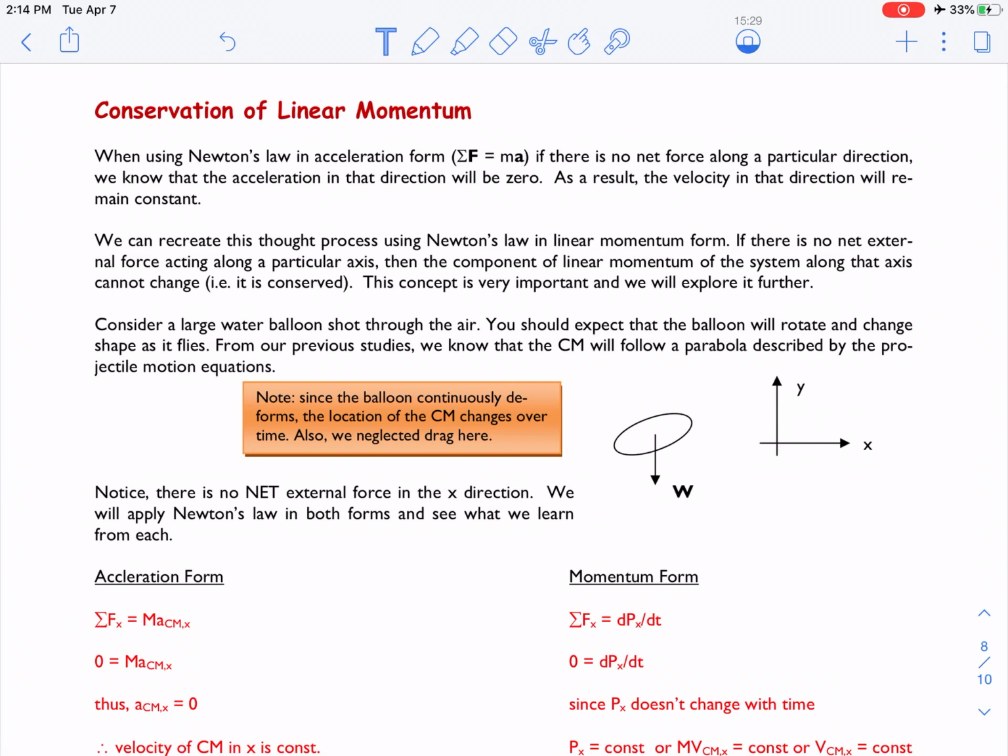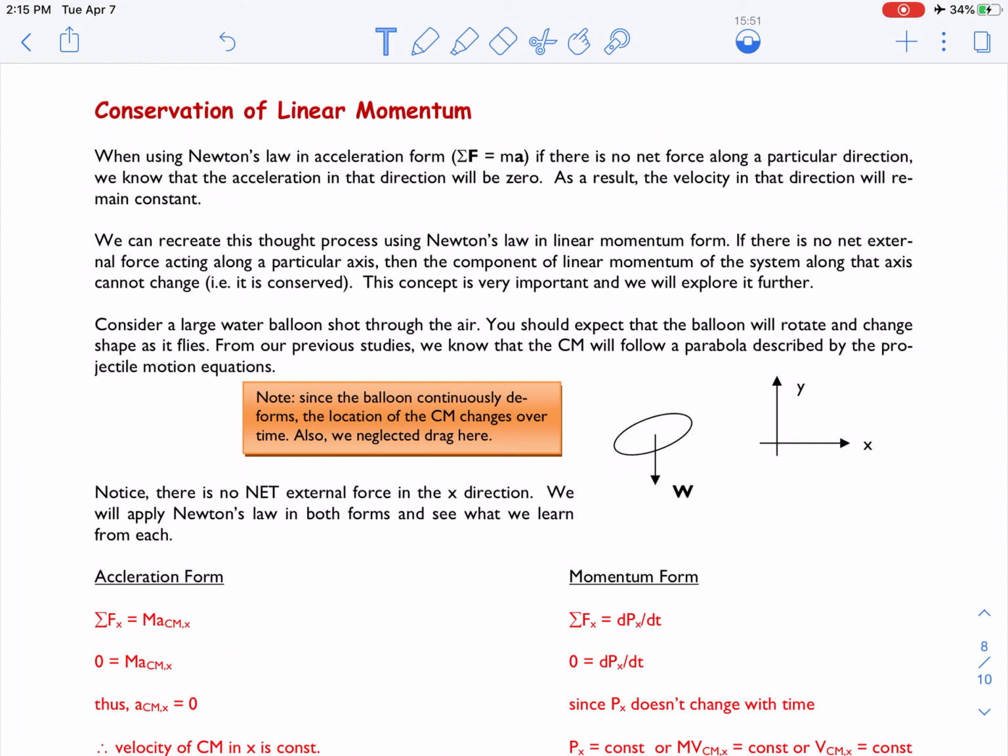So the question is, how do we know the linear momentum is conserved or not? What is the condition? It's really just the second law, but in a momentum form. First of all, when we use Newton's law, it's in the acceleration form. It is sum of F equals ma, and those F and a are vectors.